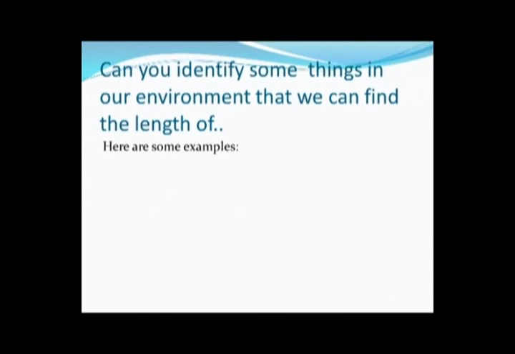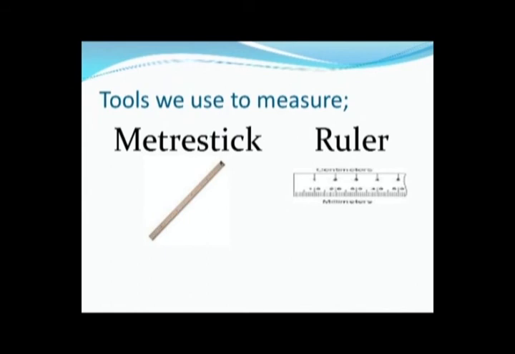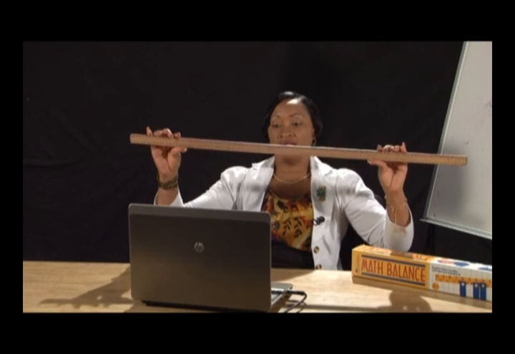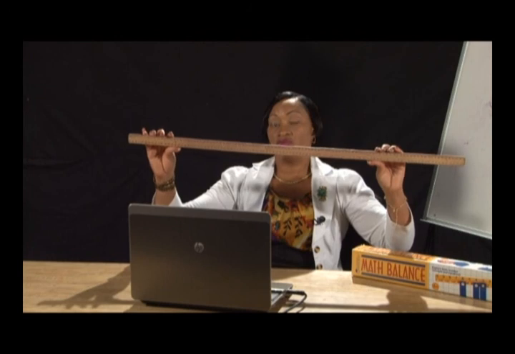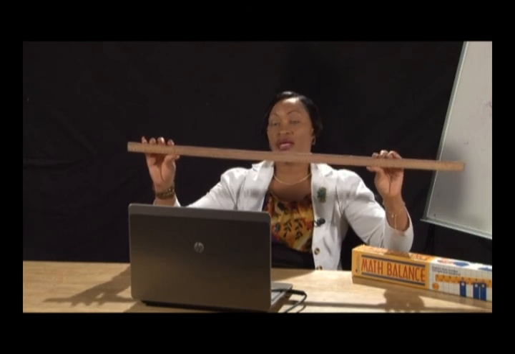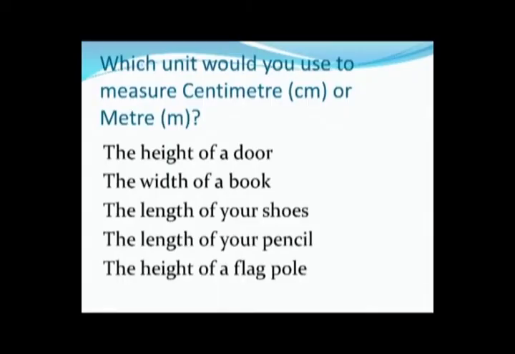Now, can you identify some things in our environment that we can find the length of? Here are some examples. Let's take a look at tools we use to measure. This is a meter stick. It is 1 meter long, and it is a tool that you can use to measure length. Which unit would you use to measure? Centimeter or meter? Now listen and pay attention closely here.